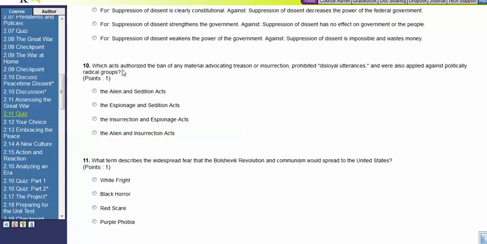Number 10, which acts authorized the ban of any material advocating treason or insurrection, prohibited disloyal utterances, and were also applied against politically radical groups? The Alien and Sedition Acts, the Espionage and Sedition Acts, the Insurrection and Espionage Acts, the Alien and Insurrection Acts.